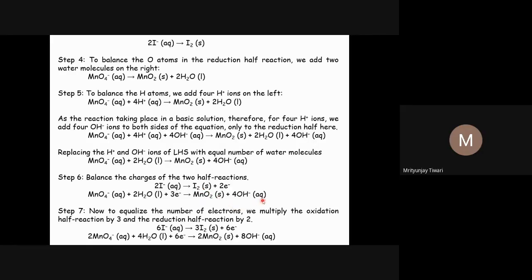In the 7th step, as we did for the previous example, here we also do the common thing that we need to do, which is to make the number of electrons lost and the number of electrons gained in the 2 half reactions equal. So these 2 electrons are lost in this reaction, and 3 electrons are gained.